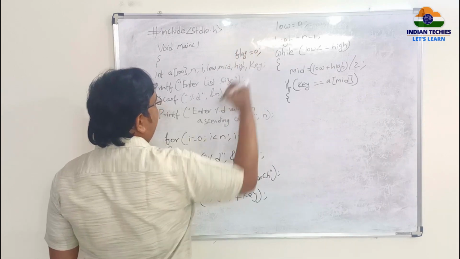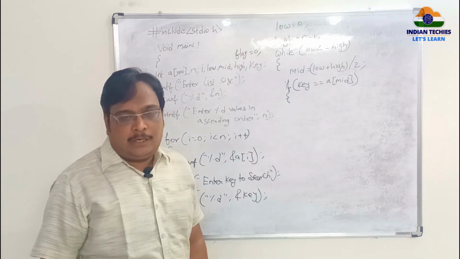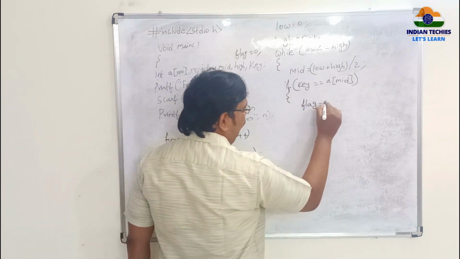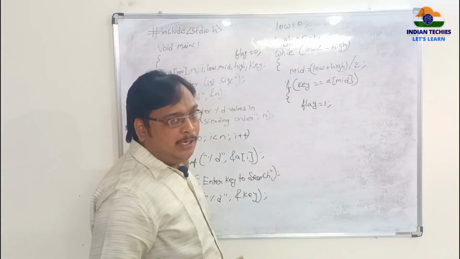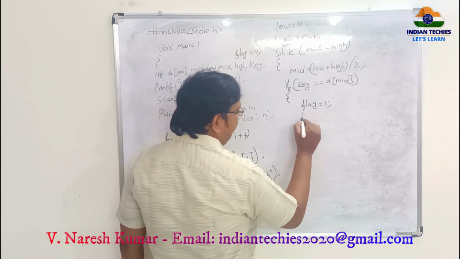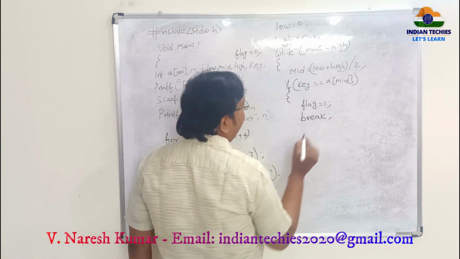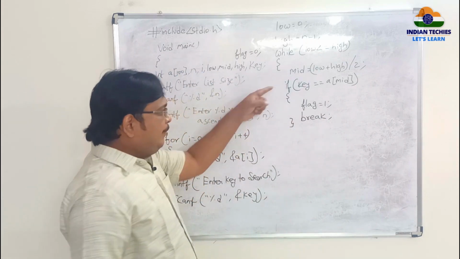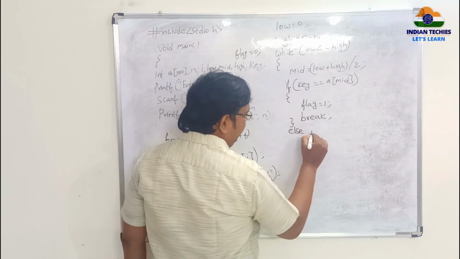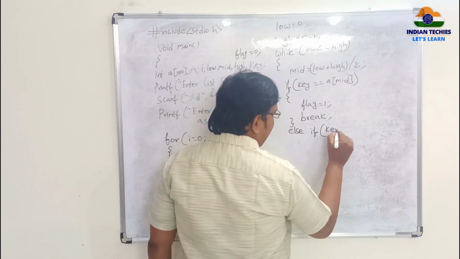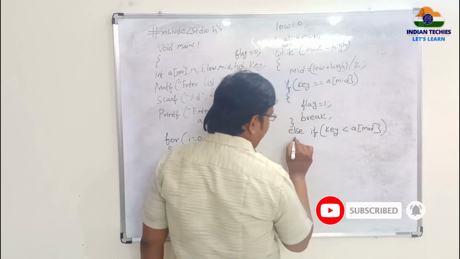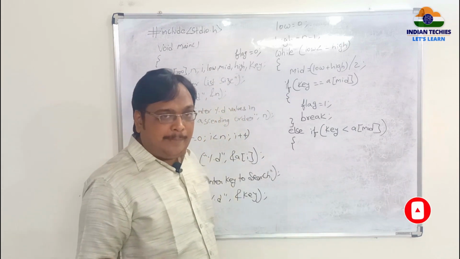Initially I will assign it to 0. Right? Now whenever my element is found, I will set my flag value to 1, since I no need to do comparisons more, because I have found my element. So I am using break statement. Close if. If element is found. Suppose if element is not found, that is else if key value is less than a of mid. Because if it is not equal to a of mid, it will be maybe less than a of mid.